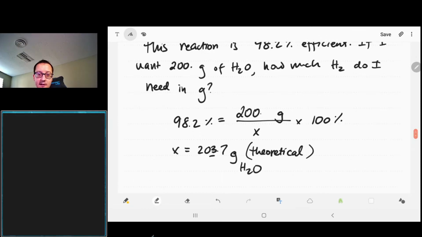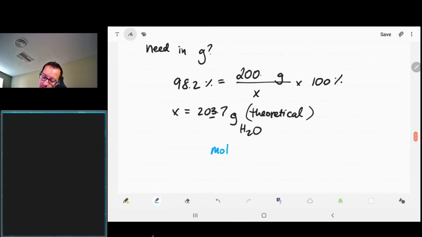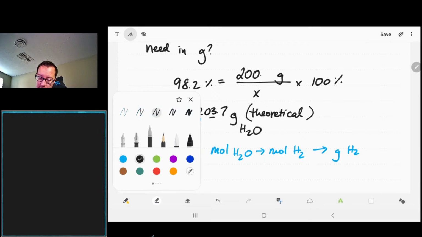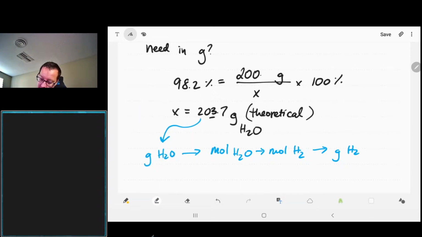Now we can go ahead and do our funneled stoichiometry business that we've been doing all week. We have our water. We're looking for hydrogen. The problem is asking for grams of hydrogen. And we are given our theoretical yield of the grams of water that we're shooting for. We're aiming to make 203.7 so that we end up with 200. Taking into account side reactions or unreacted things that are going to happen.